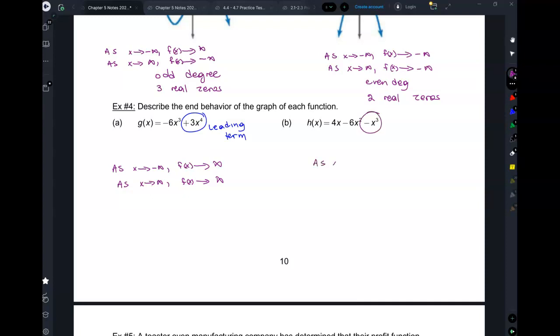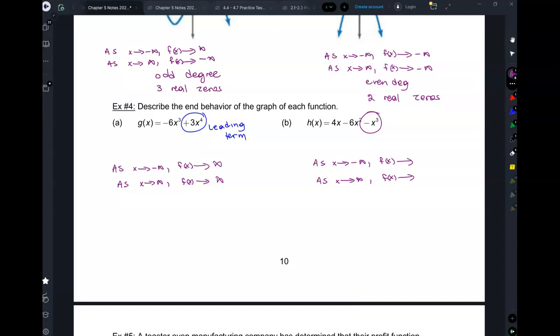All right. So as x approaches negative infinity, f of x approaches something. As x approaches positive infinity, f of x also approaches something. Yeah, it would be negative. Okay, so this is odd, which means they're going to be different. So now we have to decide which one is going to be negative and which one is going to be positive.